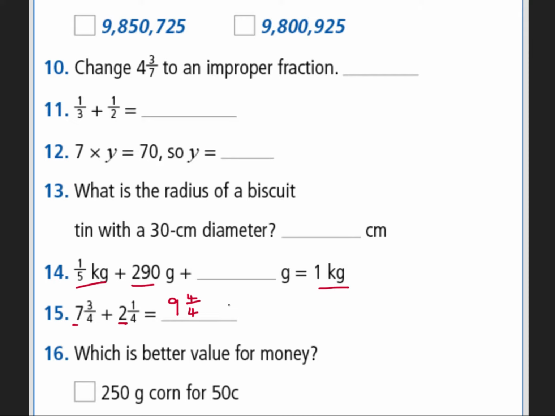Now we shouldn't really leave our answer like that. 4/4 is equal to 1 whole unit. So what we've got here is 9 and a 1. And altogether that's equal to 10. So 7 3/4 plus 2 1/4 will give us 10 for our answer.